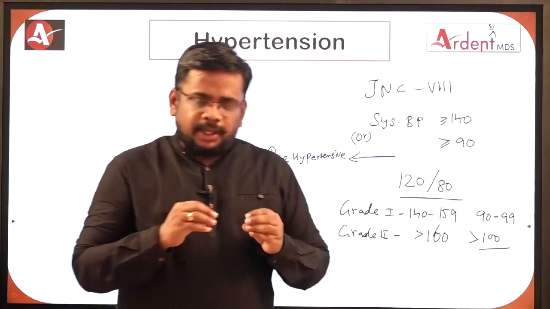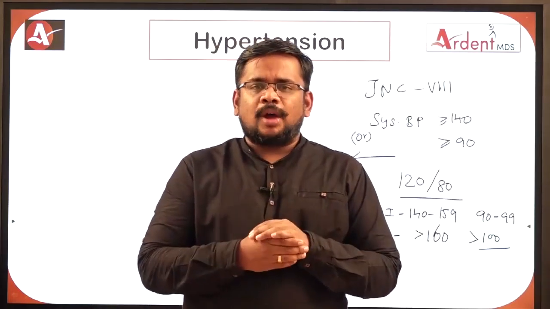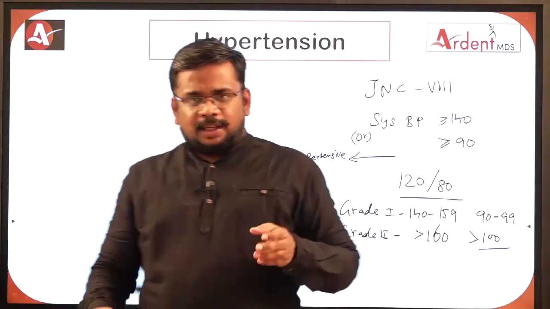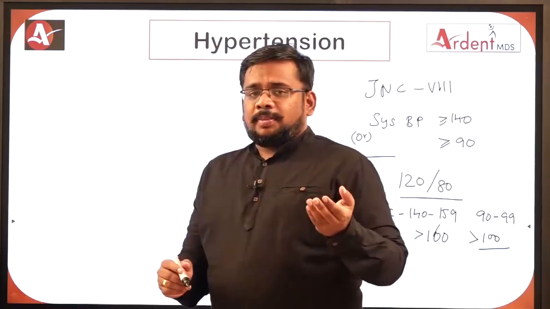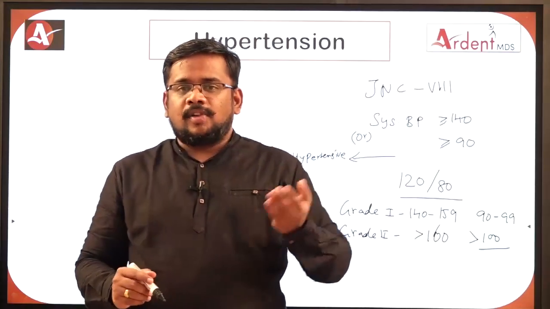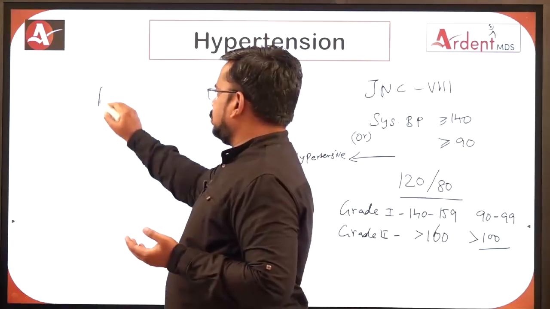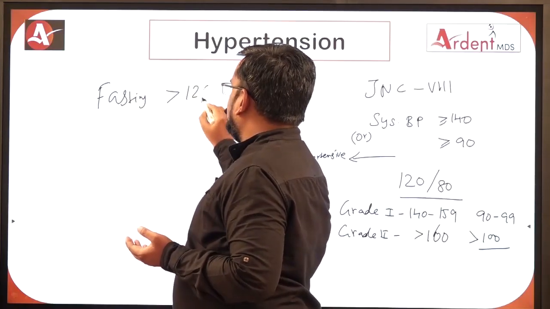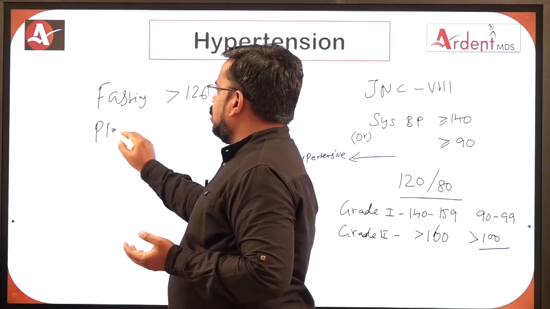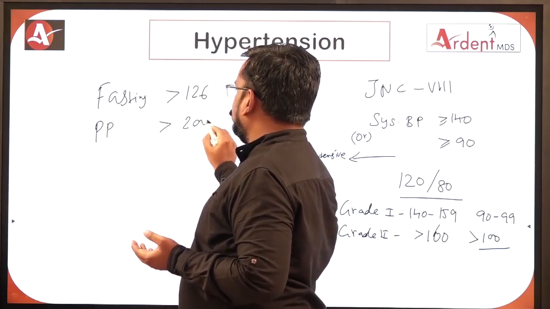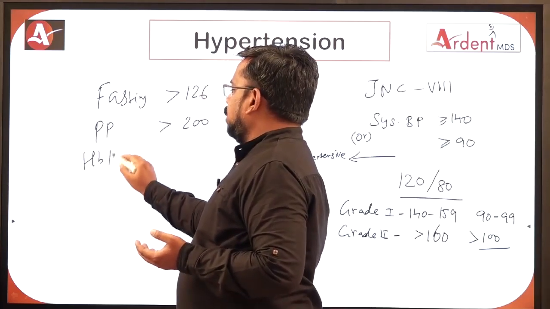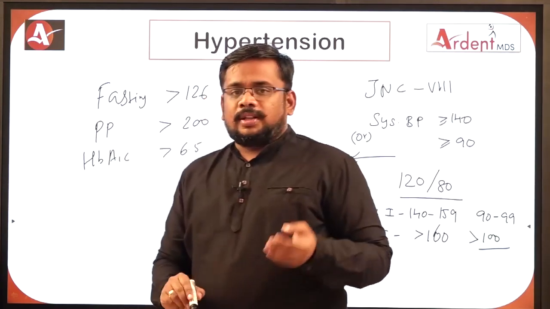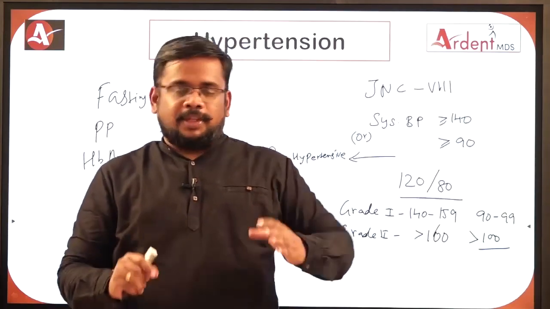Whenever you read these types of numerical values, you have to interrelate them with some other disease. For example, when you say the patient is diabetic, what is the fasting level in case of a diabetic patient? If the fasting blood glucose level is more than 126 or postprandial more than 200 or HbA1c more than 6.5. Okay, this is the value for a diabetic patient.